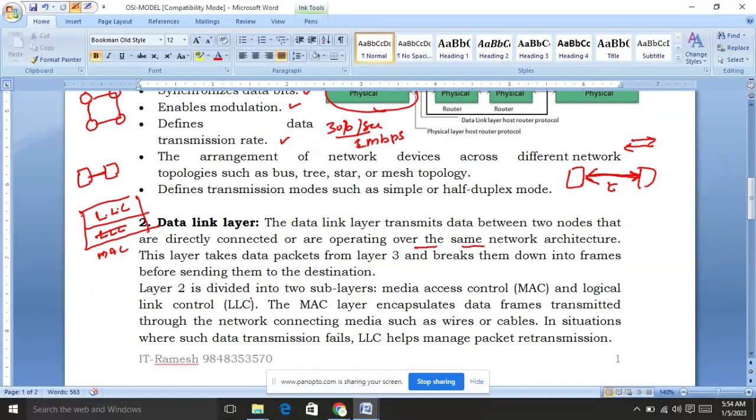What is the responsibility of the medium access control? The medium access control layer encapsulates the data frames transmitted through the network connecting media such as wires and cables.